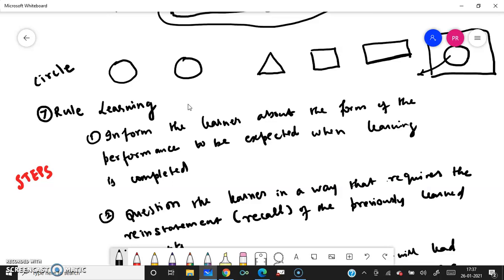So much of mathematics learning is rule learning. For example, multiplication. In the lower classes we have learned that 2 into 3 is equal to 3 into 2. But we don't know what the commutative law is and all. But we know this concept. So most people learn and use the rule that multiplication is commutative without being able to state it.